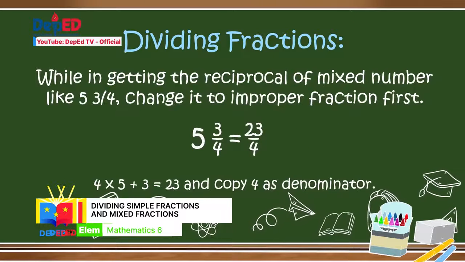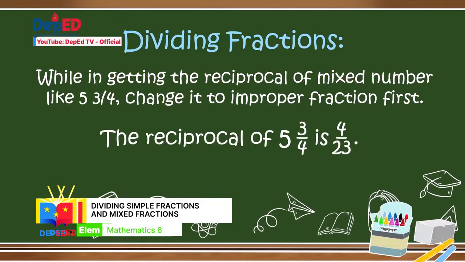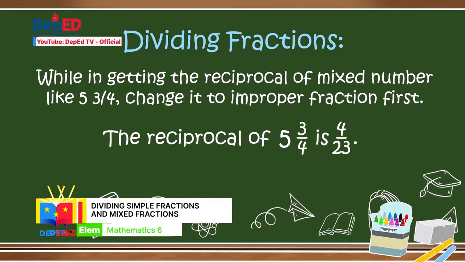While in getting the reciprocal of mixed number like 5 and 3/4, change it first to improper fraction. 4 multiplied by 5 plus 3 equals 23. And copy 4 as denominator. We have 23/4. So, the reciprocal of 5 3/4 is 4/23.